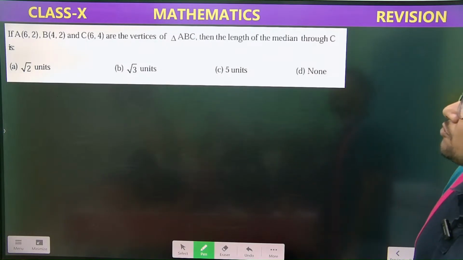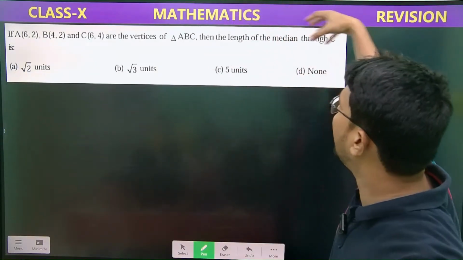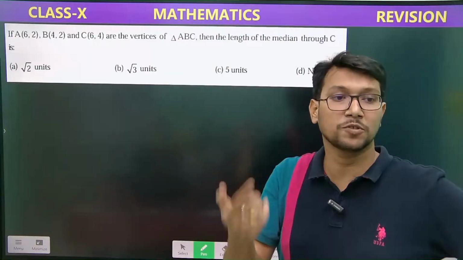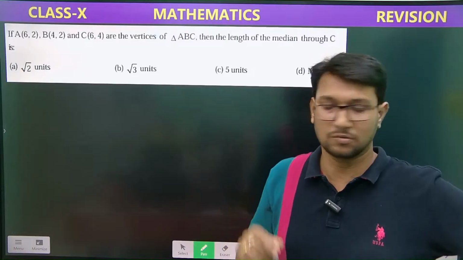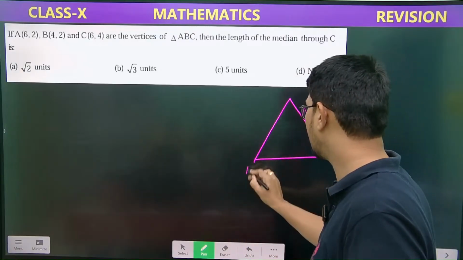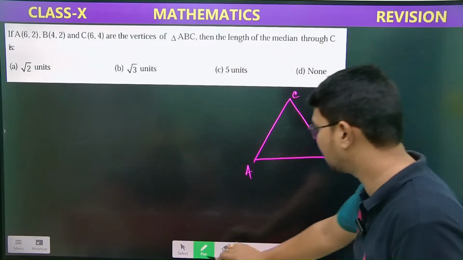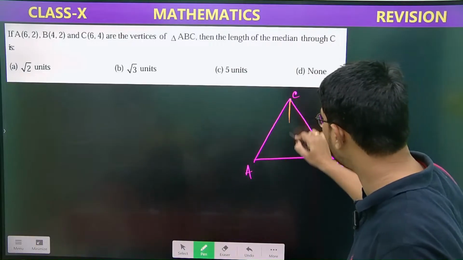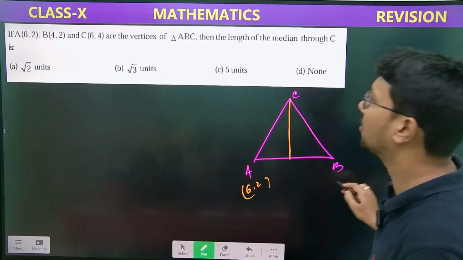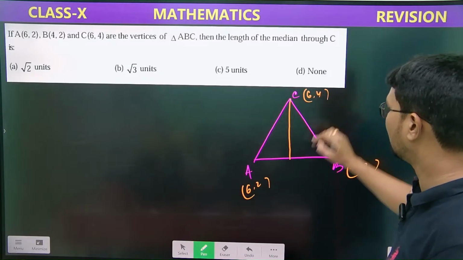A (6,2), B (4,2) and C (6,4) are the vertices of a triangle. Then the length of the median through C. Median through C means drawing a line from C to the opposite side. First draw the figure. This is triangle ABC. From C you draw a line to AB. A is (6,2), B is (4,2), and C is (6,4).